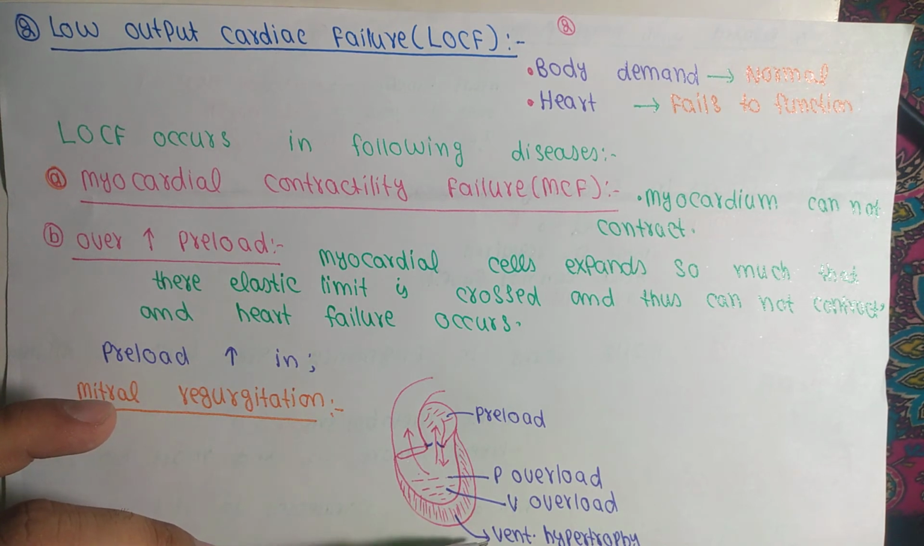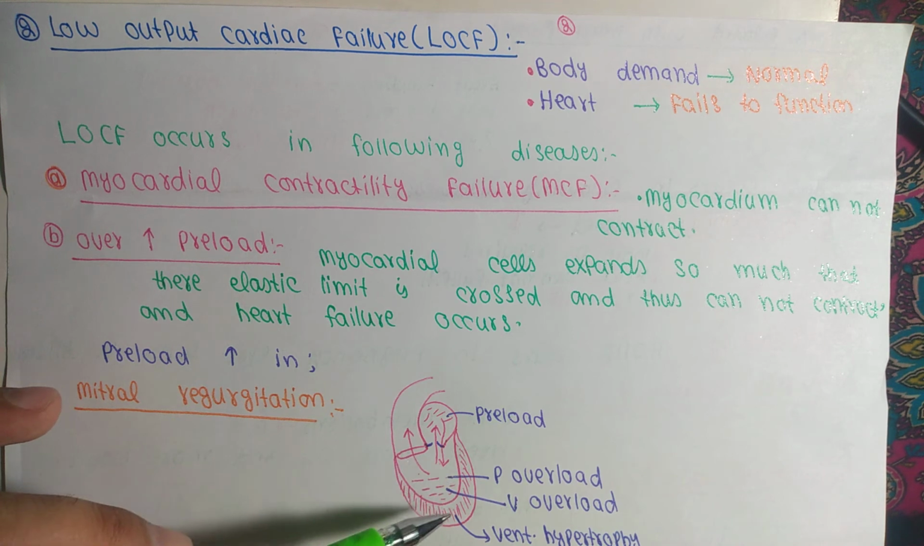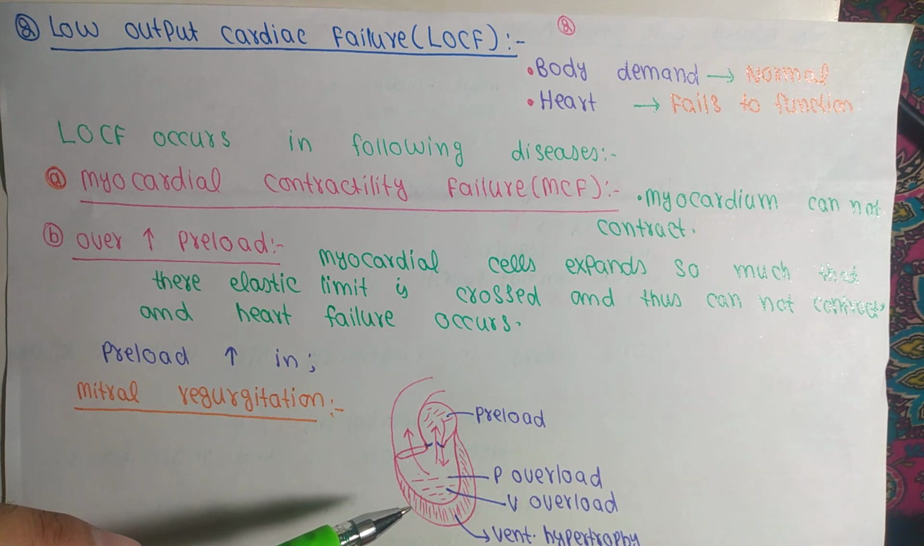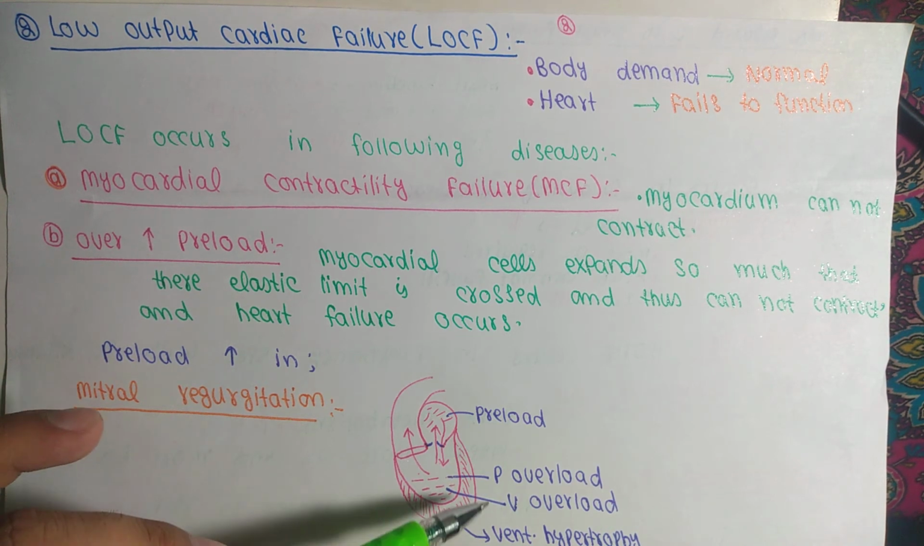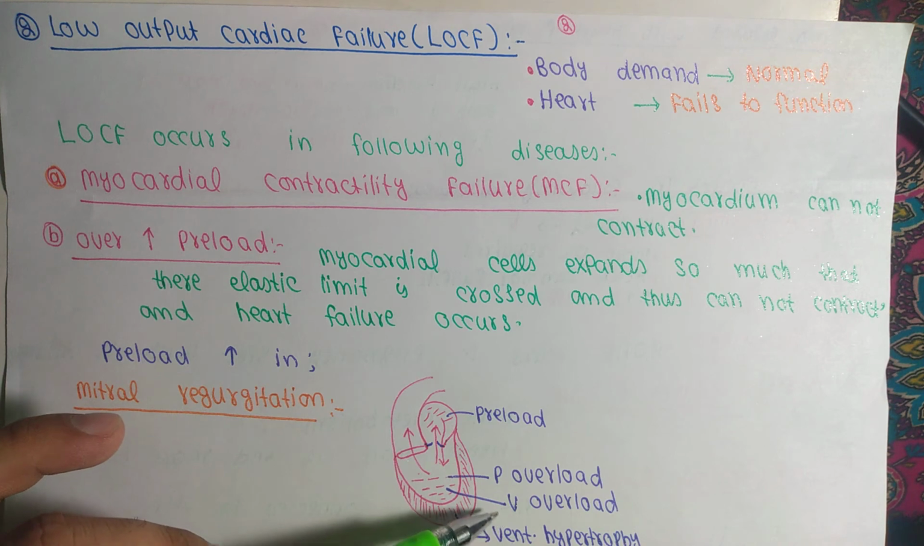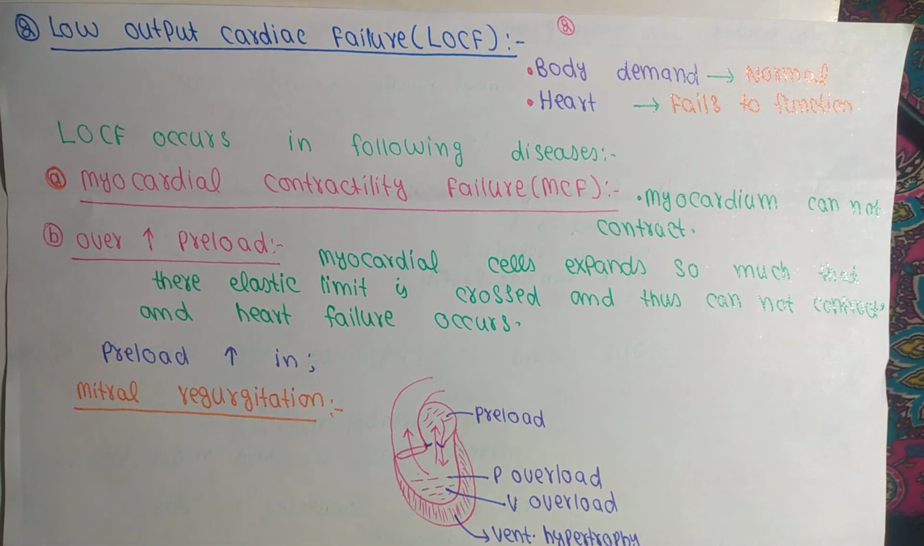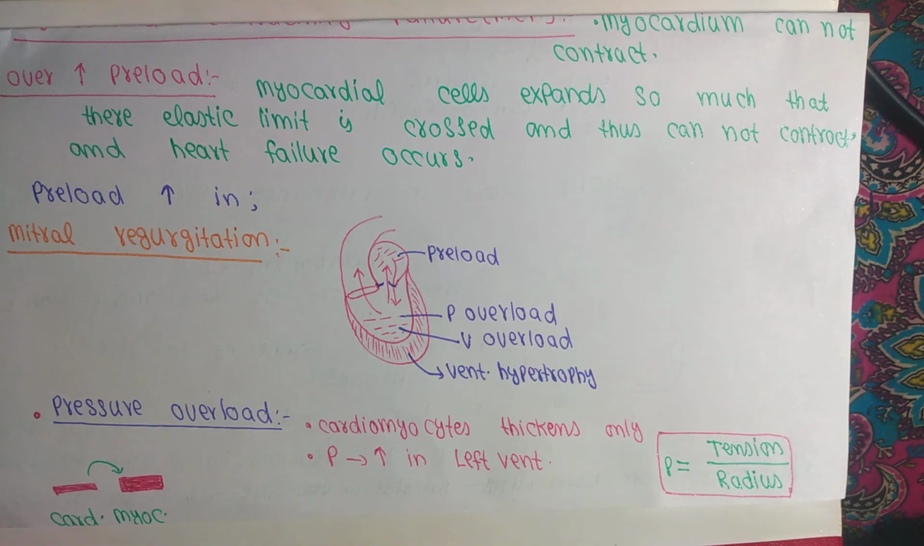What is meant by ventricular hypertrophy? When the mass of myocardium of the heart is increased and its contraction ability is decreased, this is called ventricular hypertrophy. Pressure overload and volume overload also occur in this case. Let's discuss what is meant by pressure overload and volume overload.